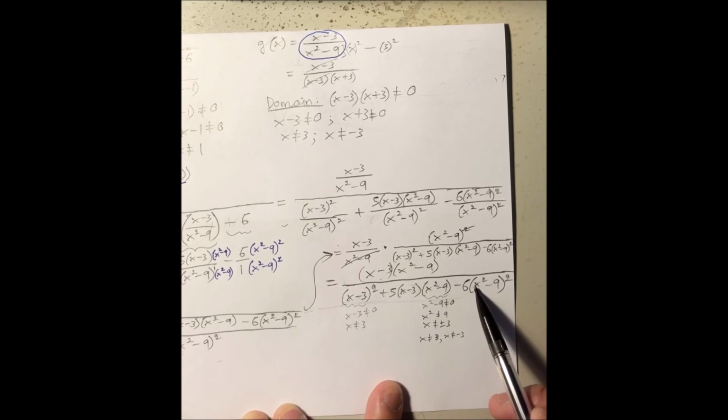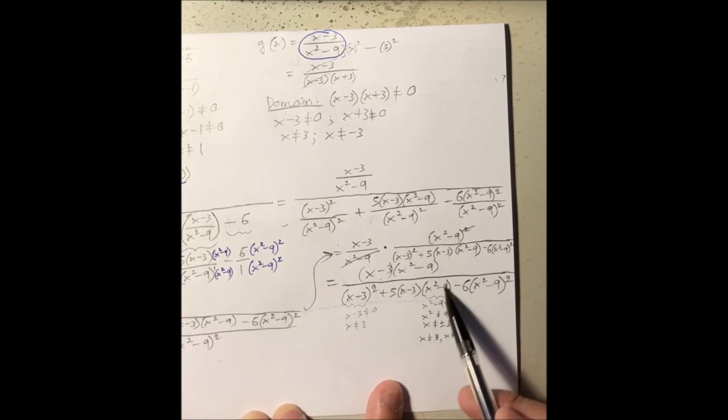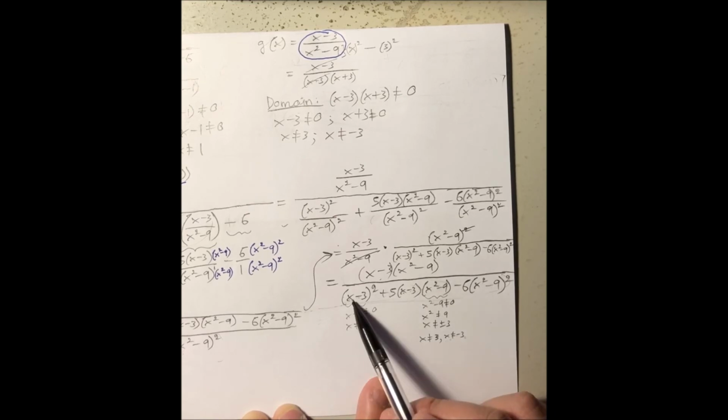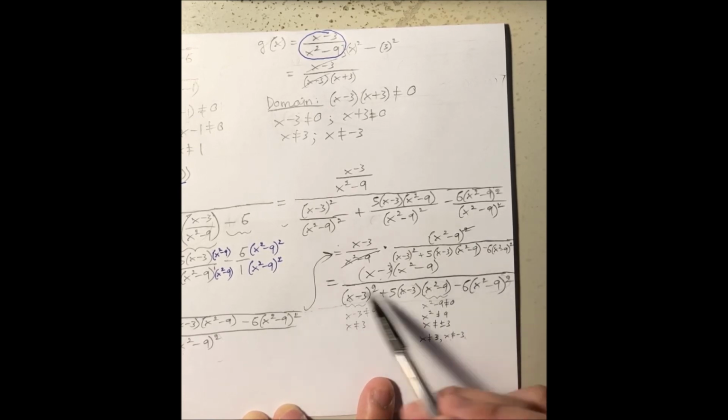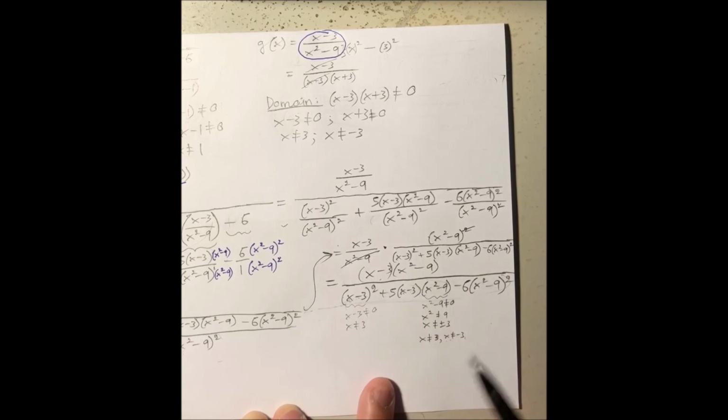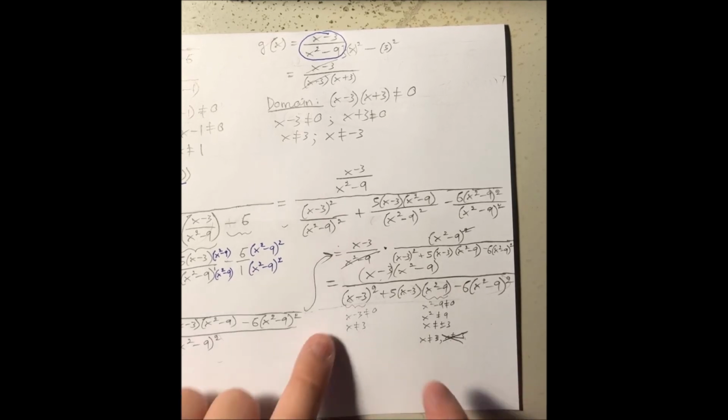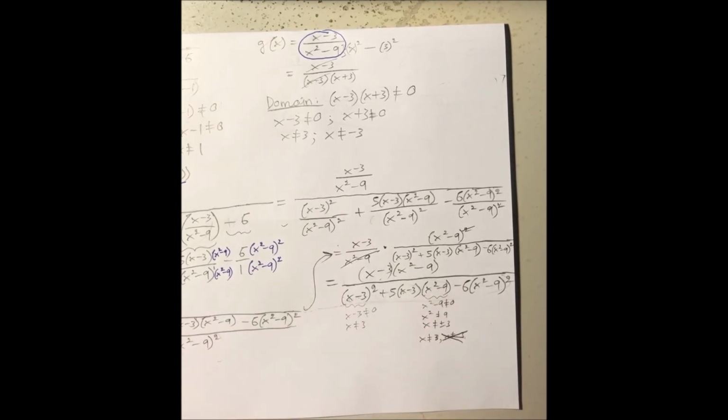Negative 3 plugged in here. Negative 3 squared is positive 9. 9 minus 9 is 0. Anything multiplied by 0 is going to be 0. So this becomes 0, and this becomes 0 when x is negative 3. But this will not become 0. This will be positive 36. So this whole denominator is not going to be 0 at all. So we don't have to worry about this. We just have to worry about this. Okay? So x cannot be equal to 3 at this step.